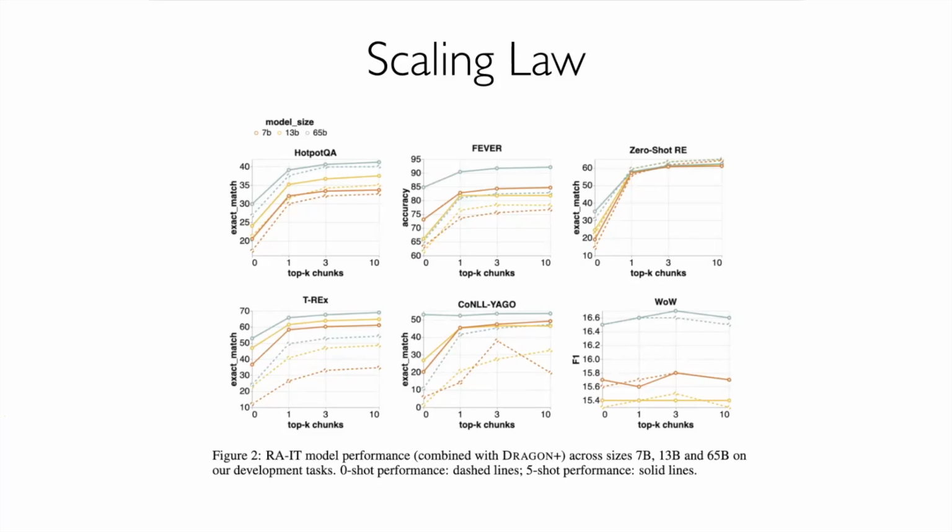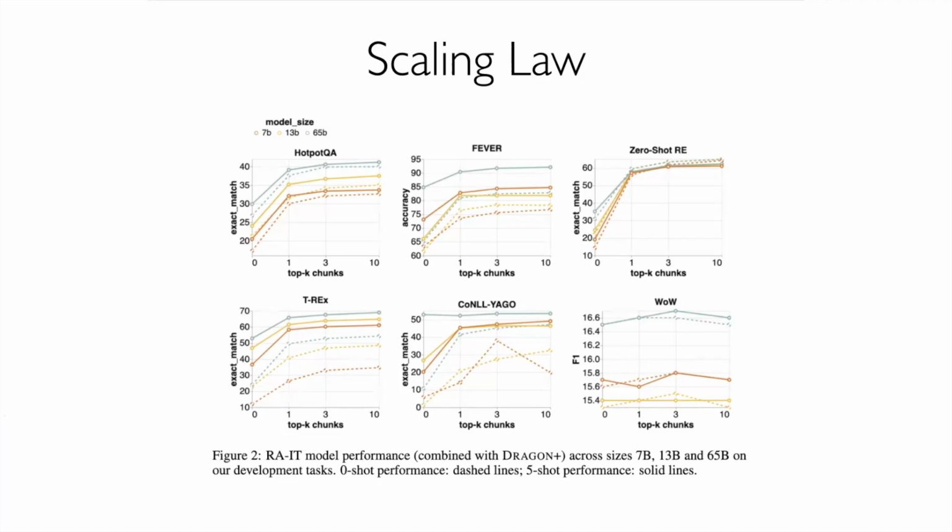The first one is that, from the plot, we can see that overall retrieval augmentation helps smaller models more significantly compared to larger models. For example, if you look at the zero-shot relation extraction task, for the smaller 7 billion model, after retrieval augmentation we can even bring the performance on par with larger models like the 65 billion model.